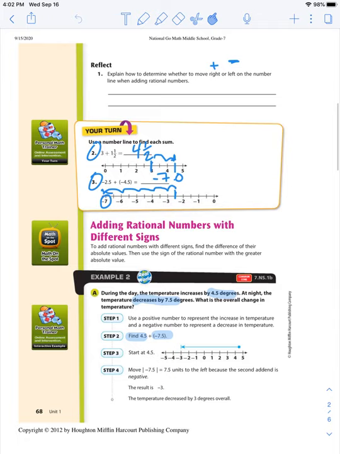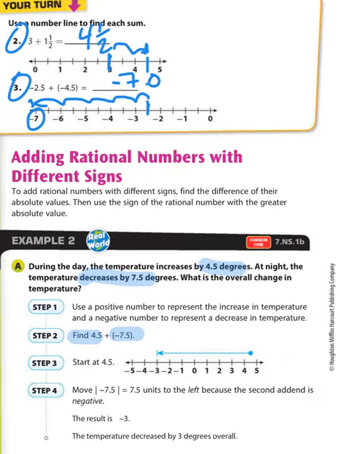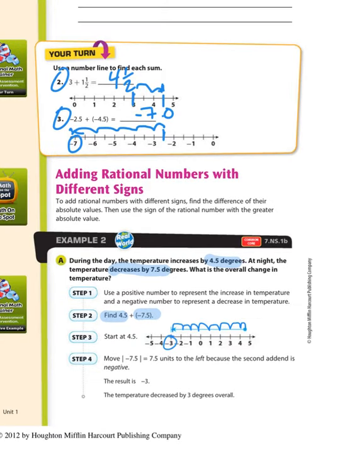So we're going to start at 4.5 on a number line, and then we're going to move left because we're moving negative 7.5. Now, when I move on a number line, I like to do the half first, especially if you're already starting at a half. So we move a half, and then we move 1, 2, 3, 4, 5, 6, 7. So we end at negative 3.